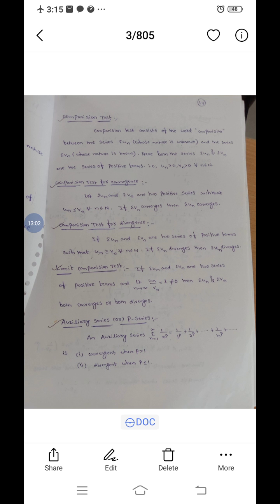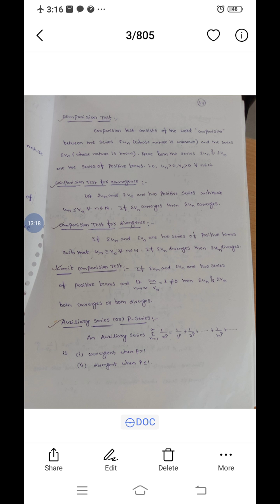Okay, next, in the next topics we are going to check whether the given series is convergent or divergent. For that purpose we have different tests. First I am going to explain the limit comparison test.